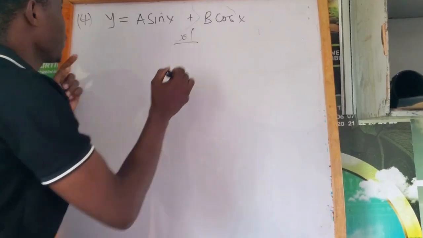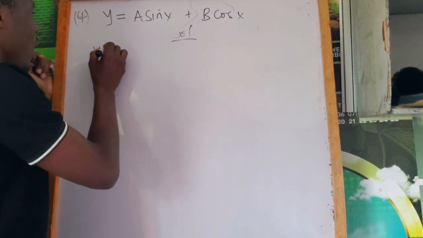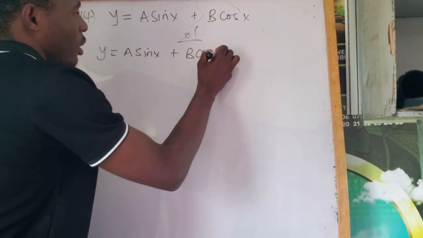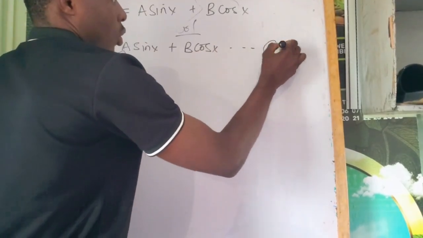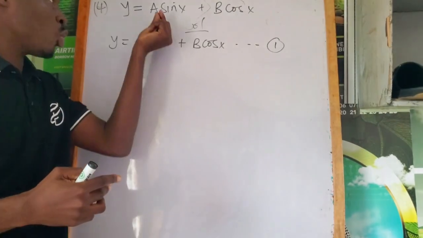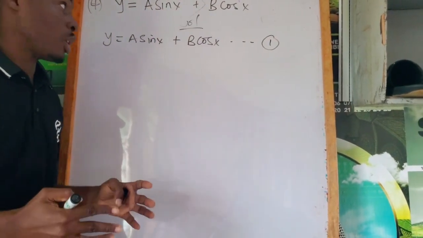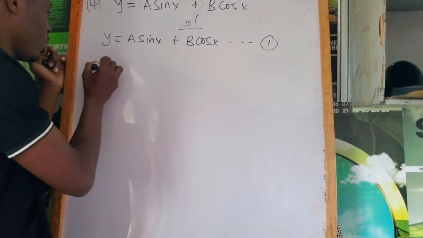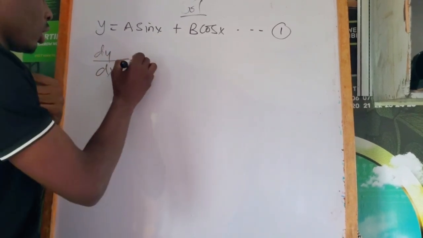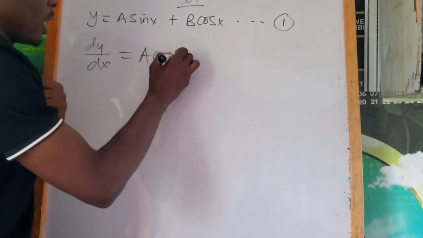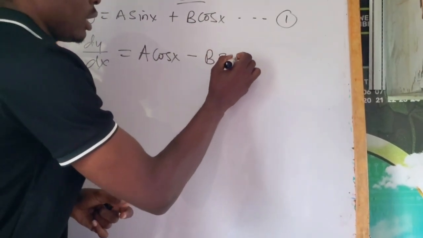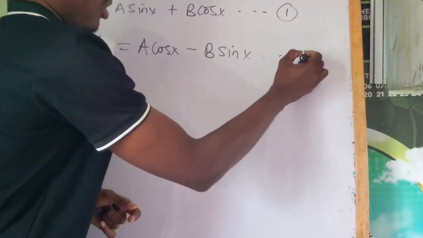So solution. y is equal to a sine x plus b cos x. I'm going to call this equation 1. Okay, now how many derivatives do I need to take here? Of course, you need to take 2 derivatives, because we only have 2 arbitrary constants, so you have to differentiate twice. So differentiating y, what do you get? You get dy/dx. If you differentiate a sine x, what do you get? You're going to get a cos x. Differentiating b cos x, what do you get? You get negative b sine x. Now let's call this equation 2.